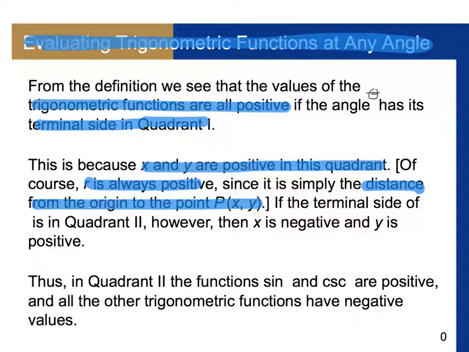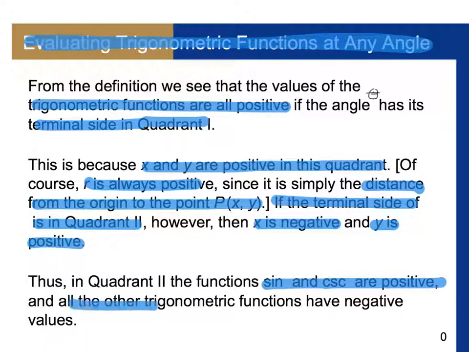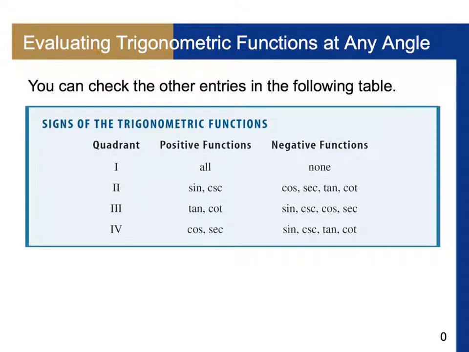If the terminal side is in quadrant 2, x is negative and y is positive. So we can say sine and cosecant are positive, and all other trig functions have negative values in quadrant 2. And it sort of follows for the other quadrants.